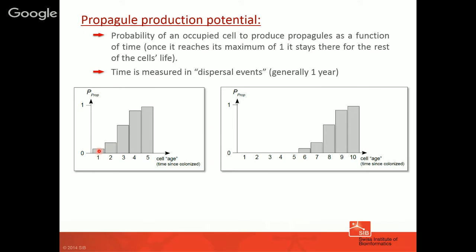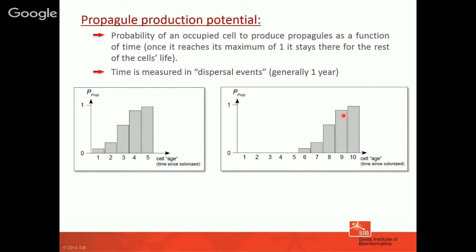It's maybe only 0.05, and it will gradually increase to reach its maximum of 1 after 5 years. Once the maximum is reached, it will stay there. On the right is another example, similar, but in that case we add a delay of 5 years before the cell even starts to produce propagules.